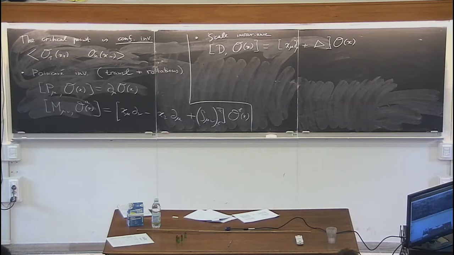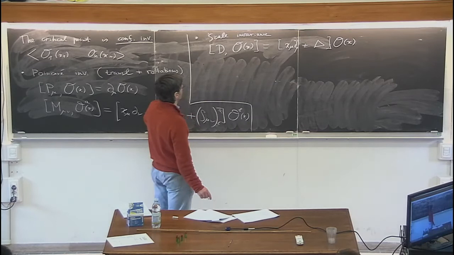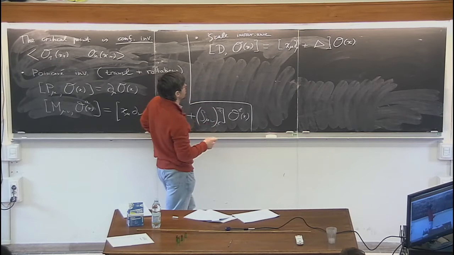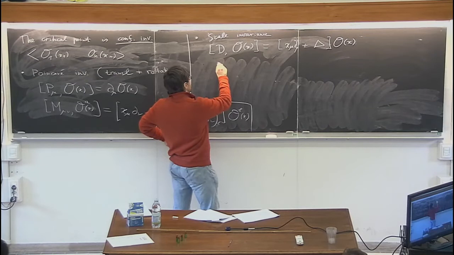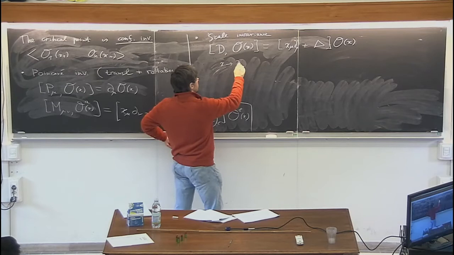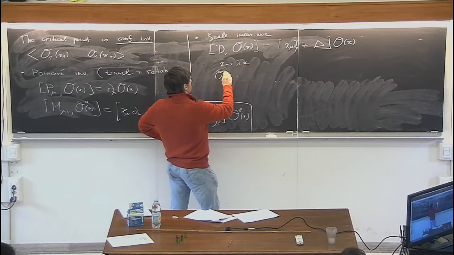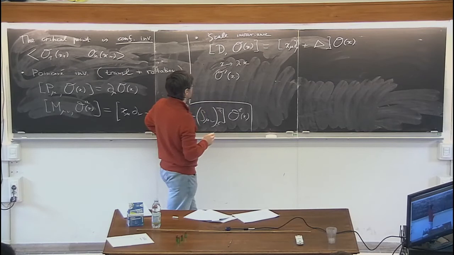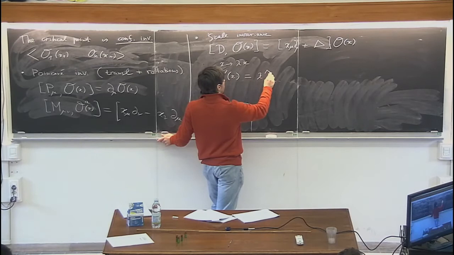So this is an infinitesimal transformation. But we can also consider a finite transformation. So if we exponentiate the action of the generator on the field O, then we are going to get the following finite transformation. The finite transformation is going to be x going to lambda x. And then the transformed field O prime of x is equal to lambda to the delta O of lambda x.